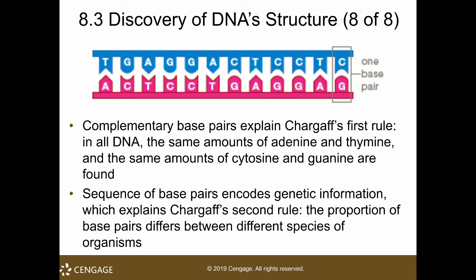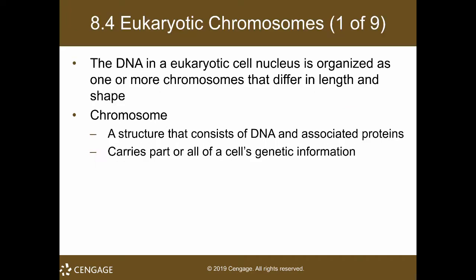So basically, that is your DNA. Now, let's look at the eukaryotic chromosome. The DNA in a eukaryotic cell nucleus is organized as one or more chromosomes that differ in length and shape. So what is a chromosome? A chromosome is a structure that consists of DNA and its associated proteins. So they carry part or all of the cell's genetic information.